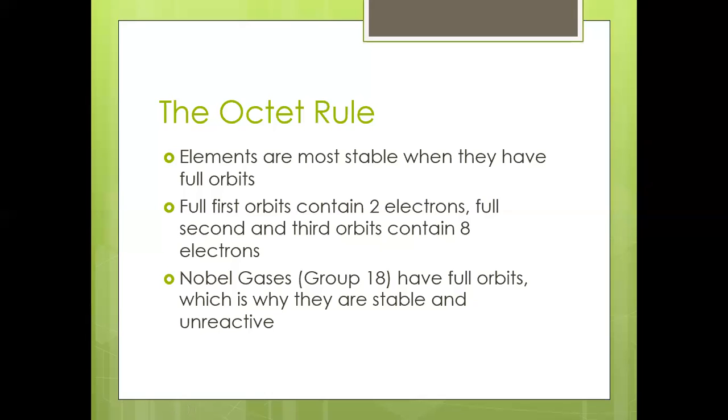Okay, the octet rule says elements are most stable when they have full orbits. A full first orbit would just have 2 electrons, and then for the second and third orbits, a full orbit would have 8 electrons. The noble gases, which are the 18th or the last group on the periodic table, are the only ones that all of their orbits are full, which is why they're so stable and so unreactive, because they meet the octet rule. They don't want to change their number of electrons, which is what happens during reactions.